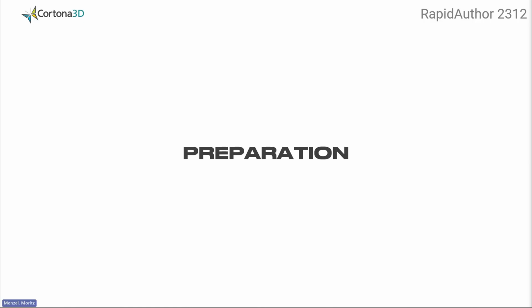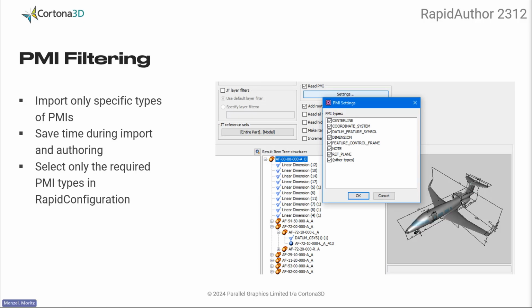We start with the most important new features in 2312 for the preparation step. Our first enhancement on the topic of data import is product manufacturing information filtering upon import. Up until now, PMIs, as we call them, could only be imported in full or not at all. You might have seen that yourself. However, we often see cases when customers only need specific types of PMIs, for example, with callouts. If you were already in this situation, you previously had to import all PMIs, which can increase import time substantially.